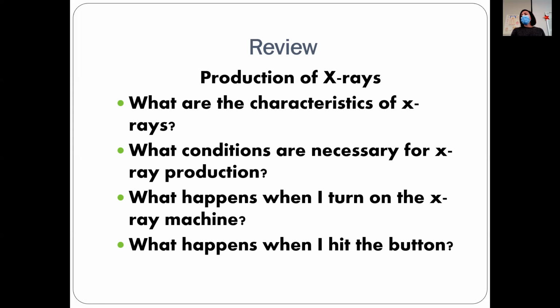Okay, what was the other question? What happens when I flip on the switch on the wall and turn on the machine? What starts happening? What becomes available? Electricity starts to flow into the machine. And then what does the electricity do?